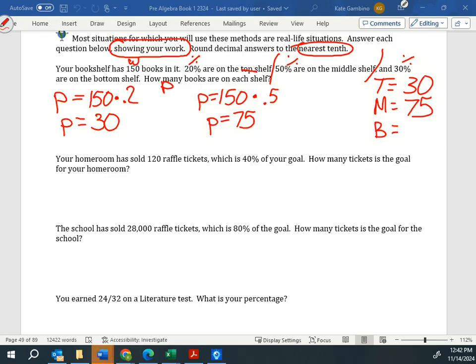Who can set up that bottom shelf for me? Beckett. P equals 150 times 0.3. What is 150 times 0.3? Harper. 45. You said 45? Yep.